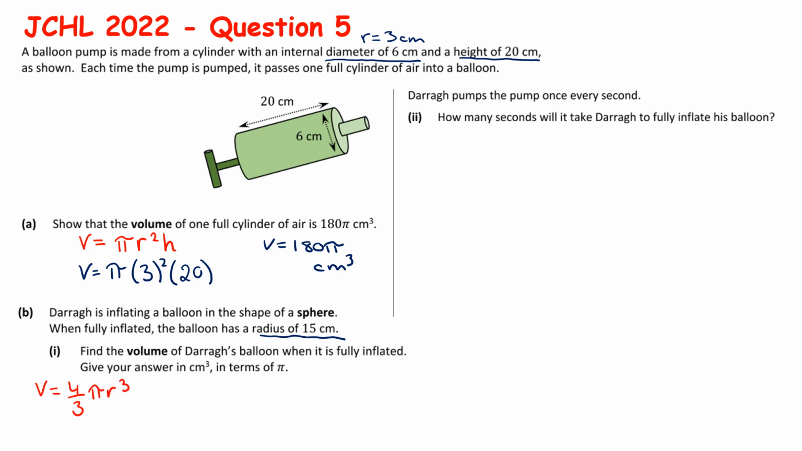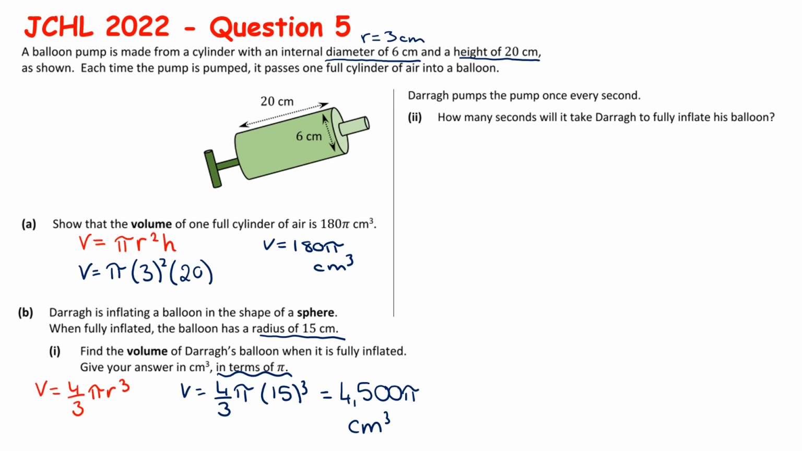Let's fill in what we know. 4 over 3, they want the answer in terms of pi, so let's leave pi there. Our radius in this case is 15, and that's cubed. And when you put that into your calculator, you get 4,500 pi, and that's centimeters cubed. So two very straightforward parts.